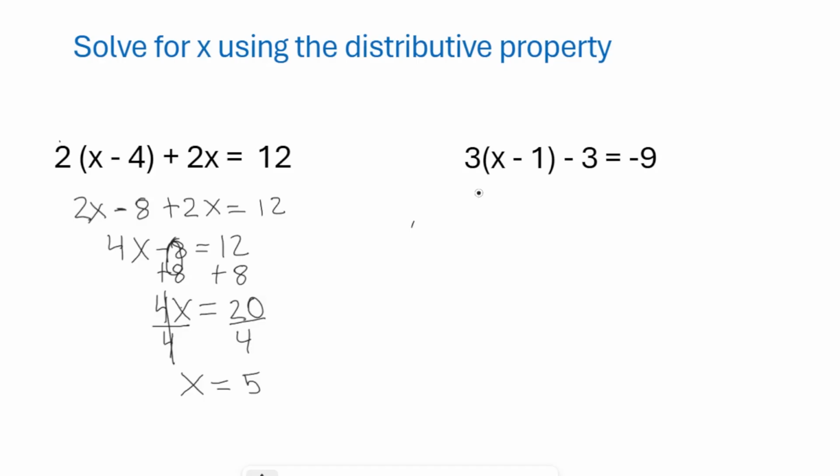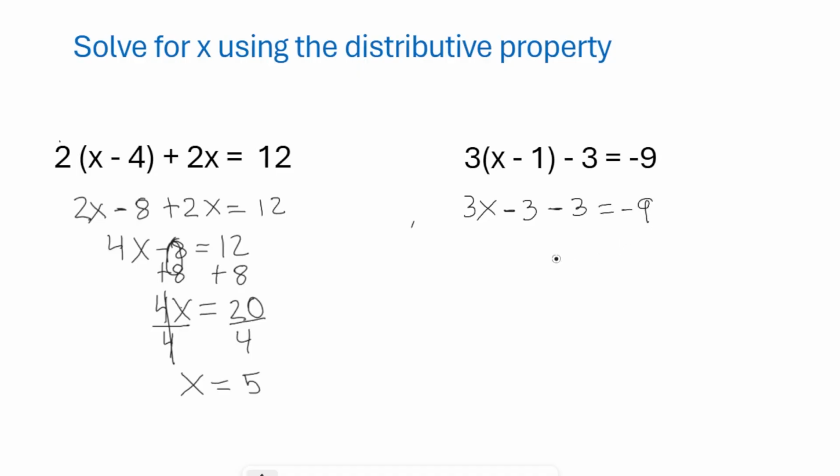And for the second example, now one more time, this is the distributive property. So I'm going to be multiplying 3 times x. So you get 3x. 3 times -1, you're going to get -3. We do only one step at a time. So I'm going to rewrite -3 equals -9.